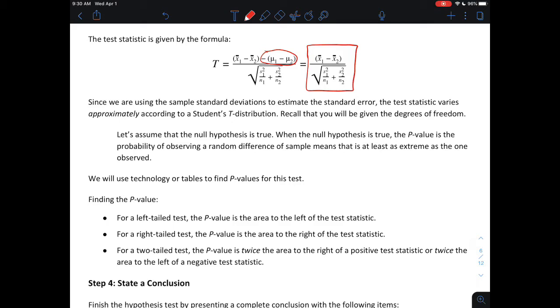We're going to assume that the null hypothesis is true. When the null hypothesis is true, the p-value is the probability of observing a random difference of sample means that is at least as extreme as the one observed. This is a reminder of how we've interpreted p-value in the previous two modules. We will use technology or tables to find the p-values. This is just like what we saw over the last couple lessons. We're going to use TCDF or the t-test.